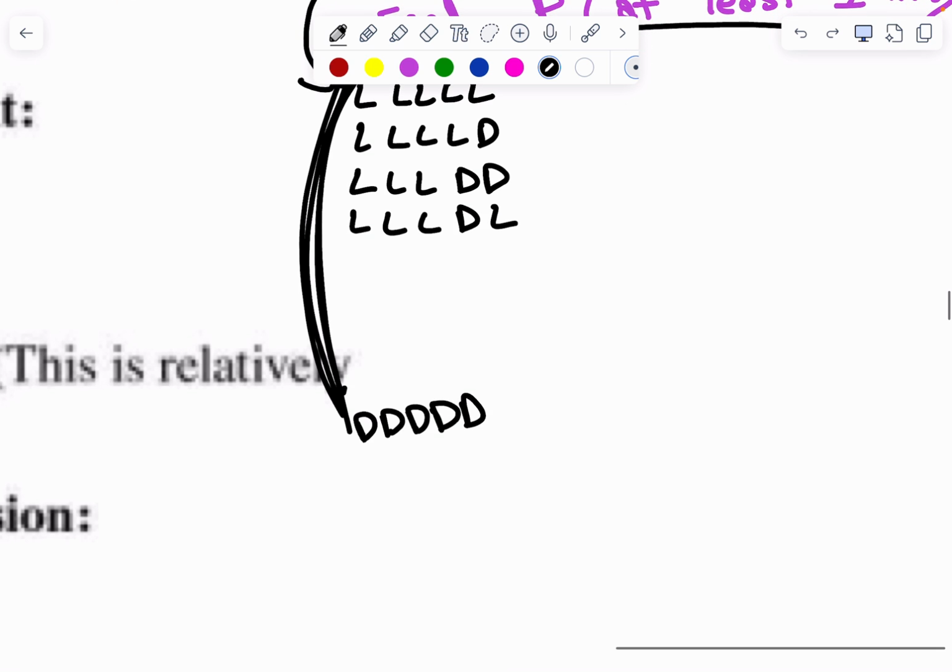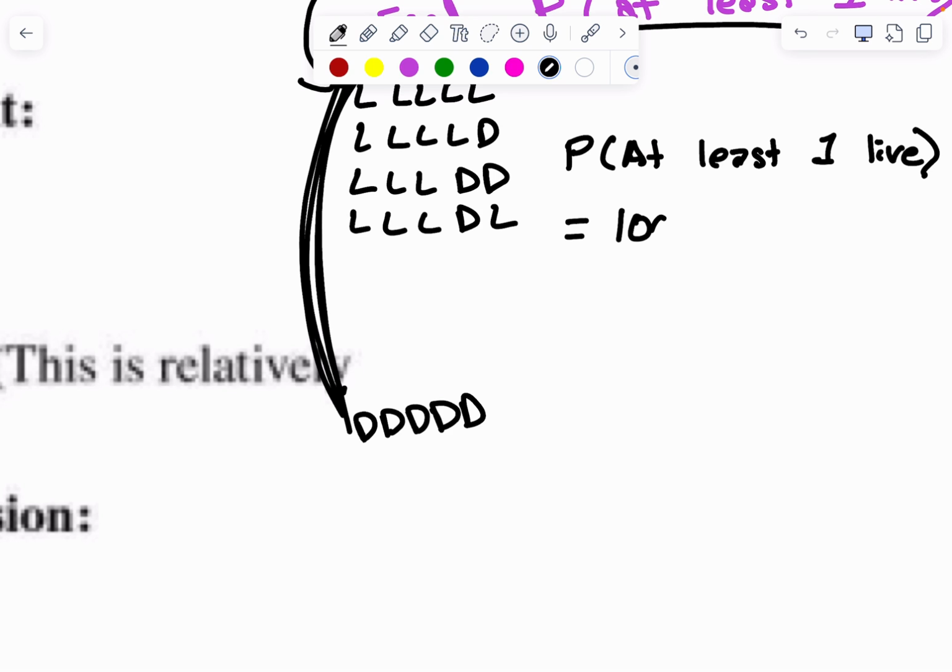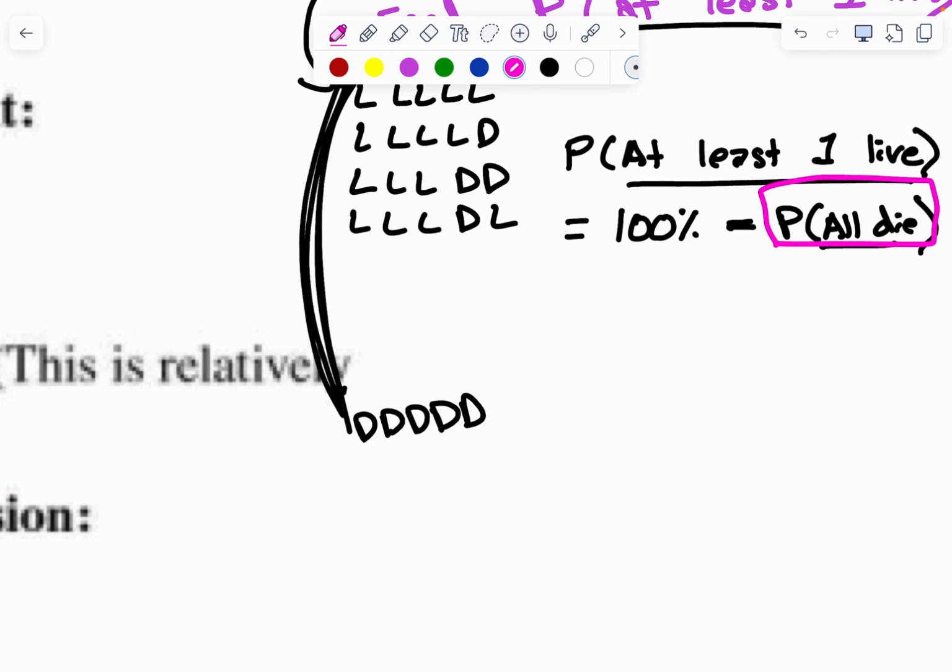But what I'm going to do is I just told you that the probability of at least one living is equal to 100%. You maybe want to write this down. Minus the probability that all die. Right? All die is the opposite of at least one living. Correct? At least one living, all dying. I want to know 100% minus the probability that all die. Okay, so we've got to figure out the probability of all of them dying.